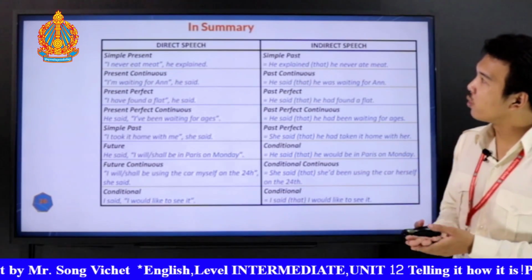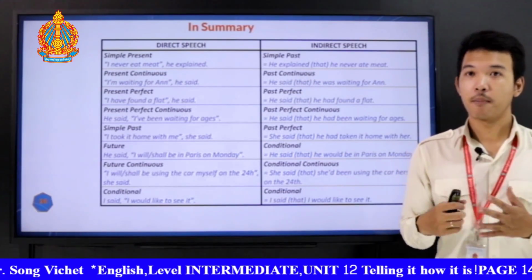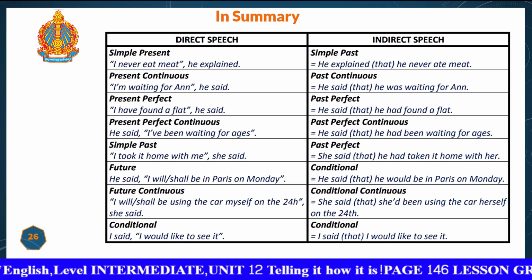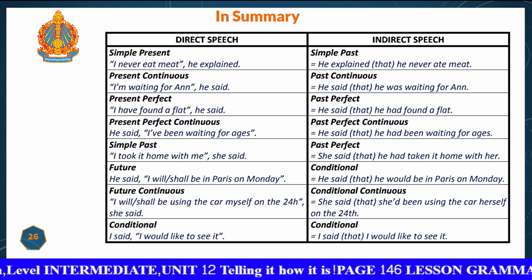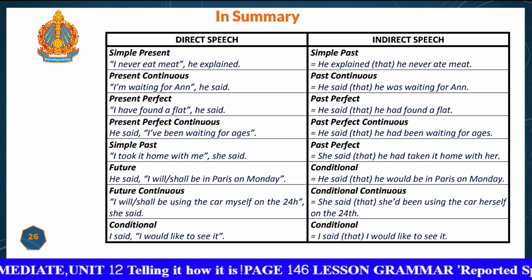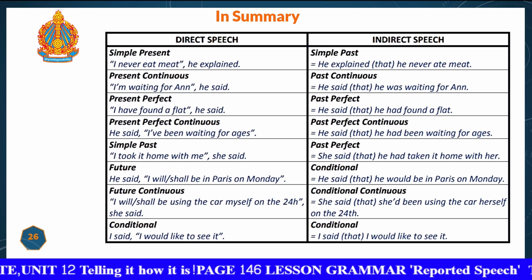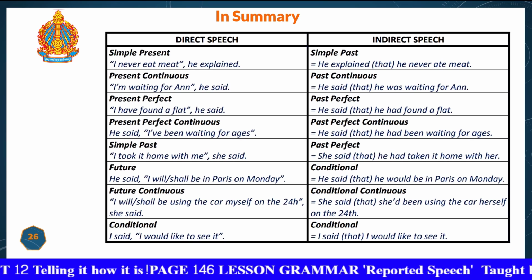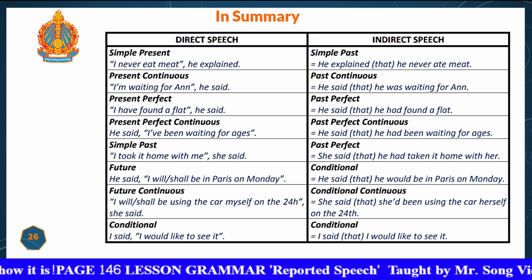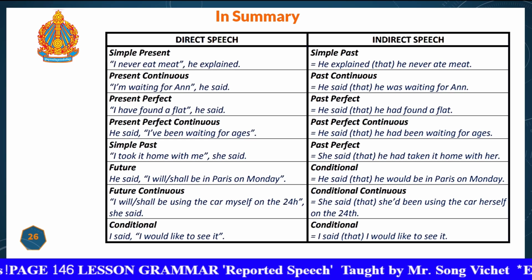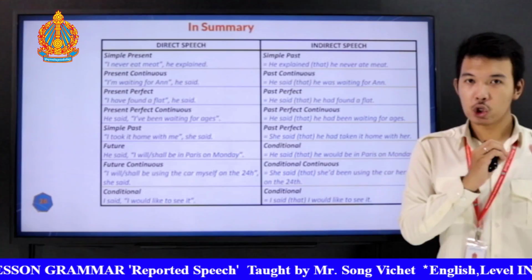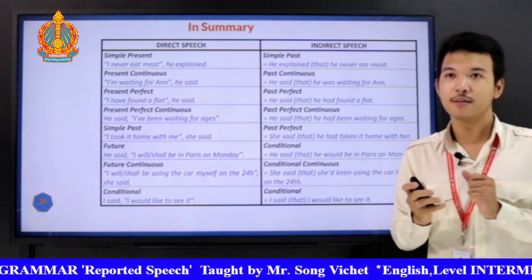And here we come to the end of our lesson today, which is about reported speech, and I will wrap up a little bit talking about how we change the tense from direct into reported speech. So once again, present simple into past simple, present continuous into past continuous, present perfect into past perfect, present perfect continuous into past perfect continuous, past simple into past perfect, future into conditional like would or should, and the last one conditional. We change will to would, shall to should as well.